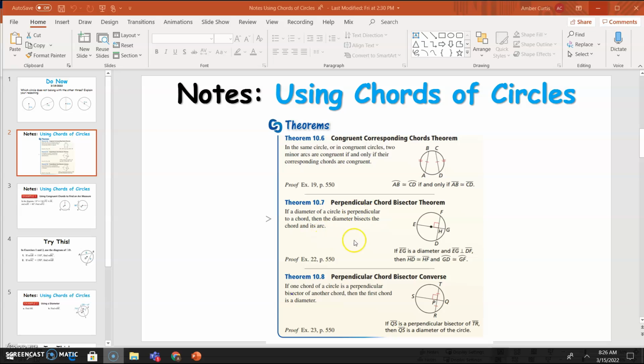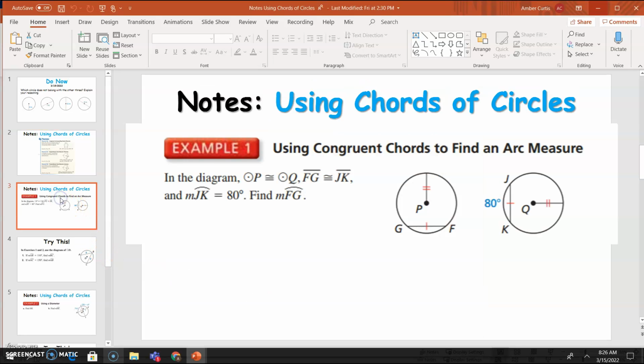And then we have theorem 10.7, the perpendicular chord bisector theorem, that says if the diameter of a circle is perpendicular to a chord, then the diameter bisects that chord and its arc. Then theorem 10.8: if one chord of a circle is the perpendicular bisector of another chord, then the first chord must be the diameter. So let's take a look.